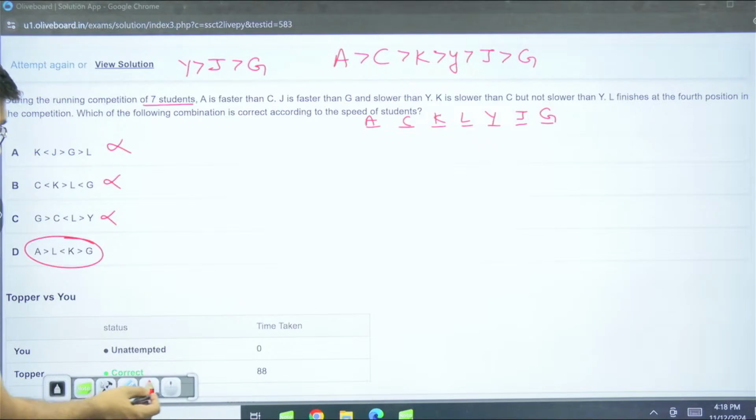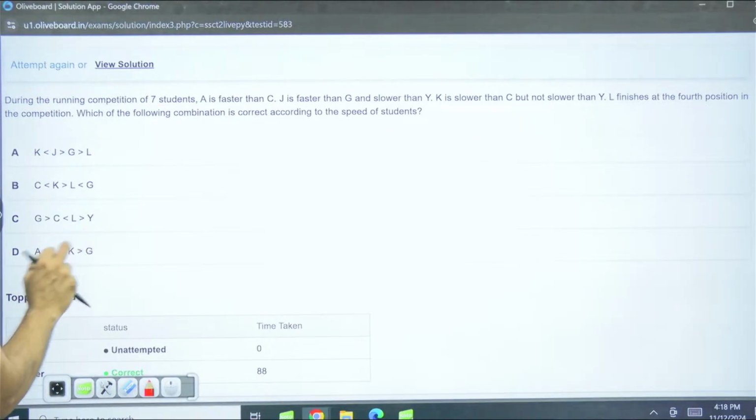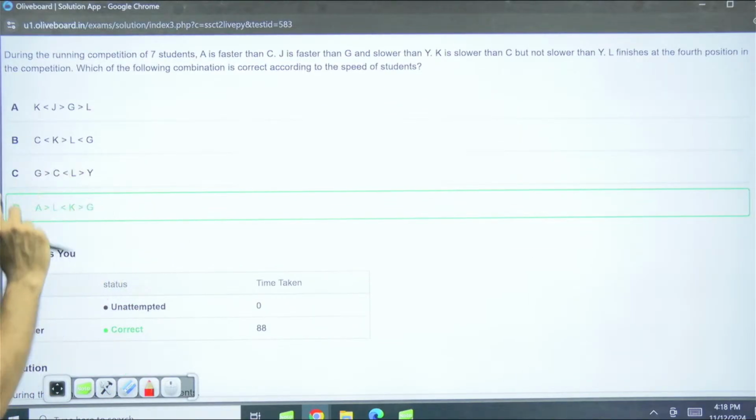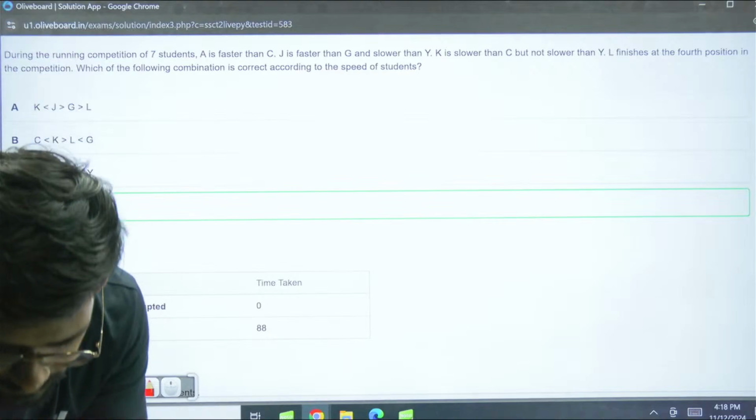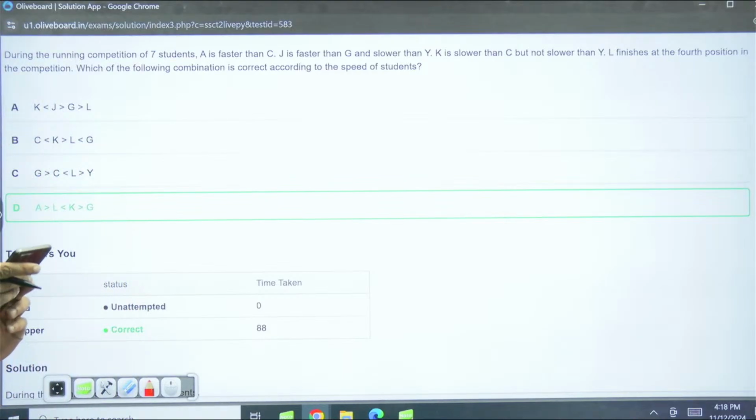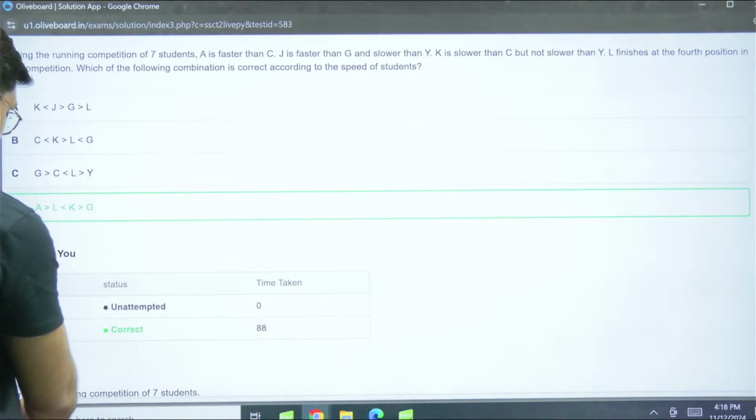Let's mark option D. Yes, option D is right because the green light turns on. Green blinks. Okay. Option D is the right answer. Okay, that was for the previous question, and D is the right answer for this one. Let's move on to the next question.